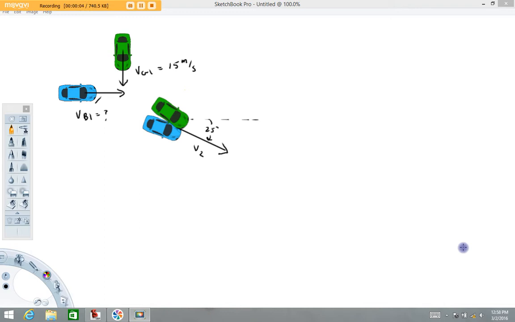The purpose of this video is to learn how to write momentum equations in two-dimensional impacts. So in this example, focus on this picture right here.